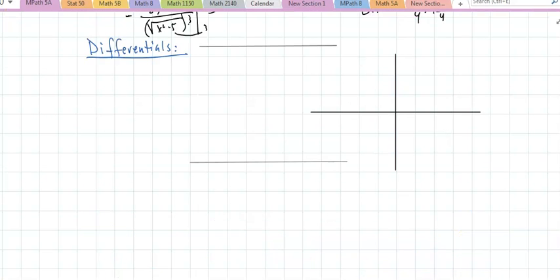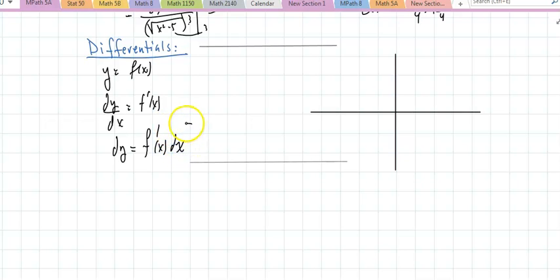Okay, differentials, that's really differential equations. Suppose y equal f of x. If I take a derivative, isn't that f prime of x? And the differential, an approximate change of the y, is roughly the rate of change in the x times the actual change in the x. So I'll tell you what that means on a graph really quick.